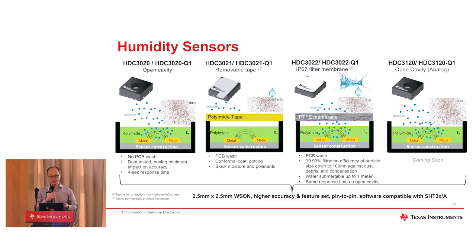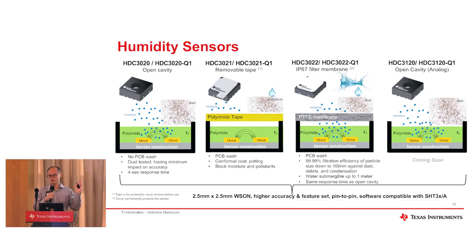All right, and other than having the digital sensors, we have the analog sensor, which is the HDC3120. So it's open cavity, but it gives an analog output. Then you connect to your other circuitry for ADC and so forth to measure. They are coming in the 2.5 by 2.5 mm WSON.